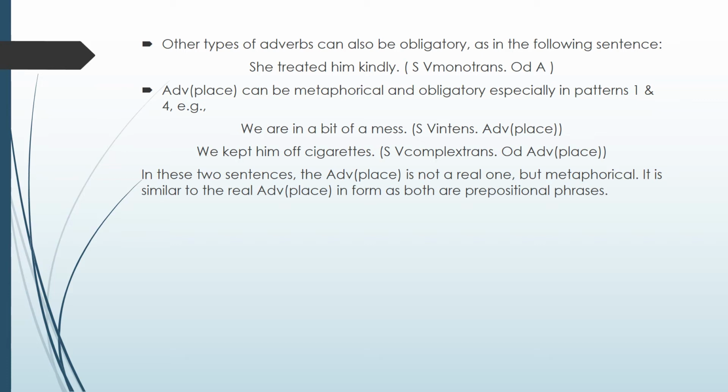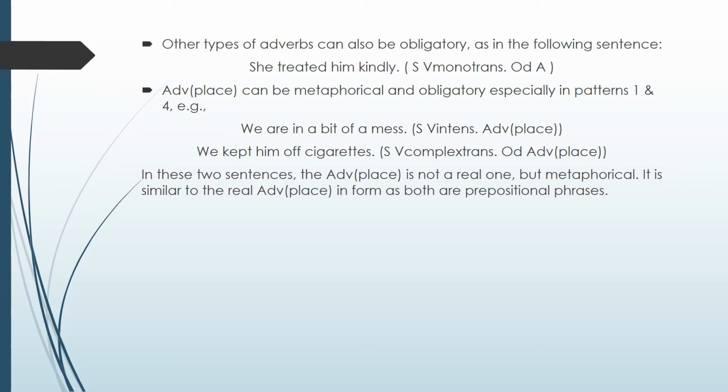The last thing we need to know about adverbs of place is that they can also be essential to the structure and meaning of the sentence, especially in patterns number 1 and 4, but they may not be real. They can be called metaphorical adverbs of place, similar to the adverbs of place, but they do not refer to real places. Also, they can be similar to the adverb of place in form, because they appear in the sentence in the form of a prepositional phrase.